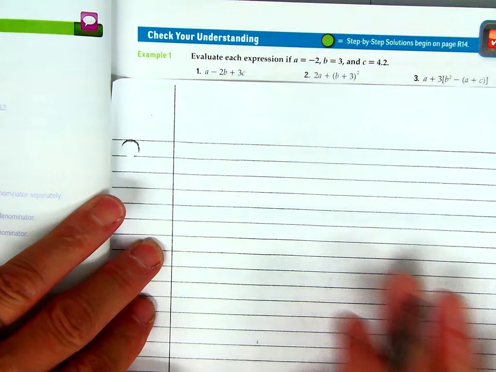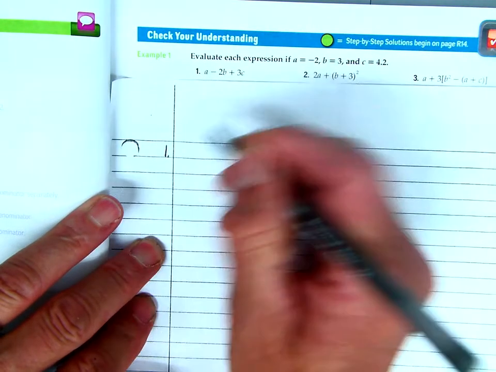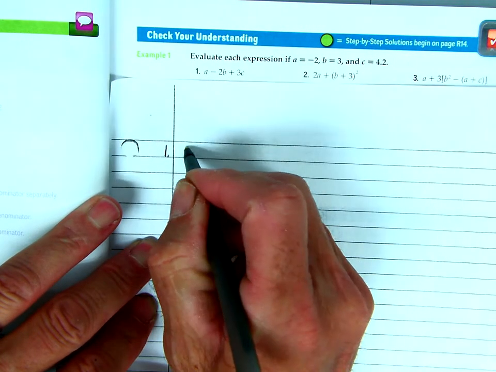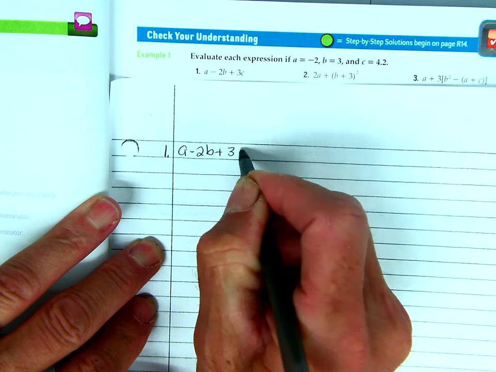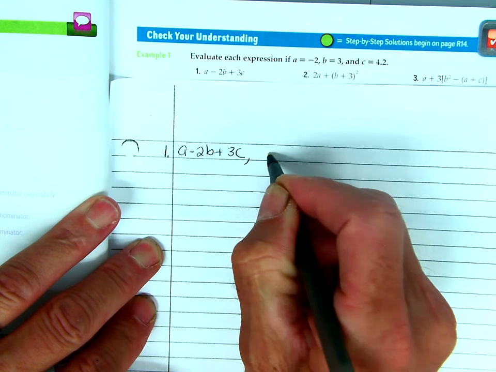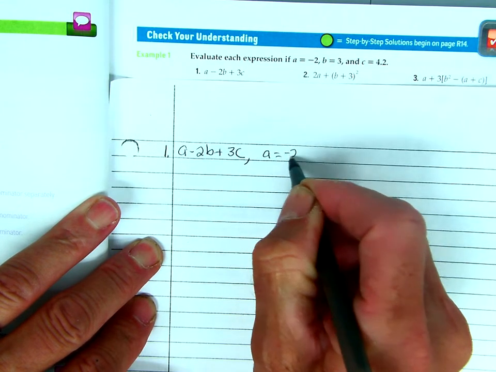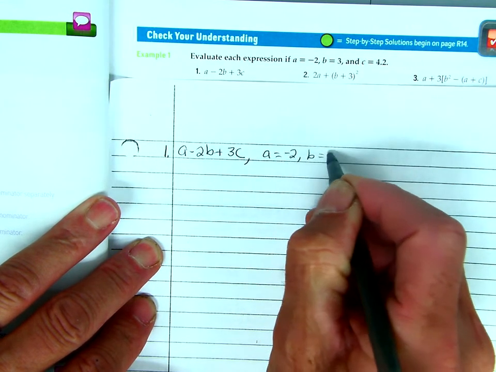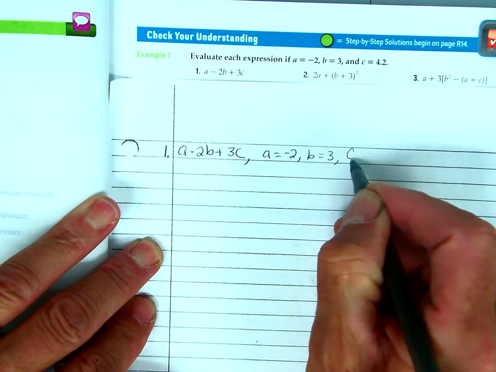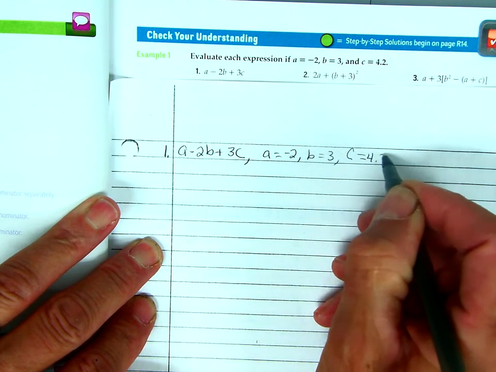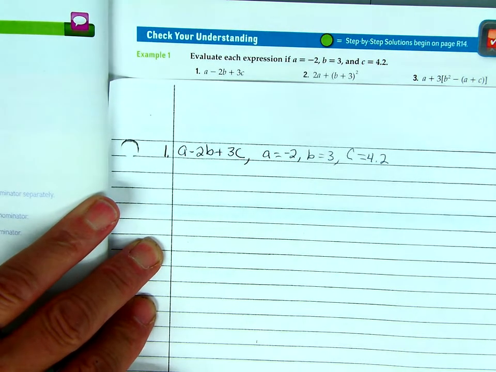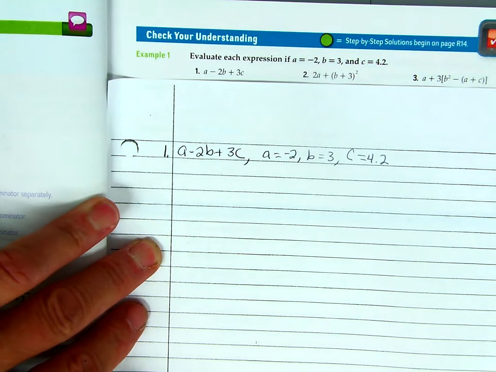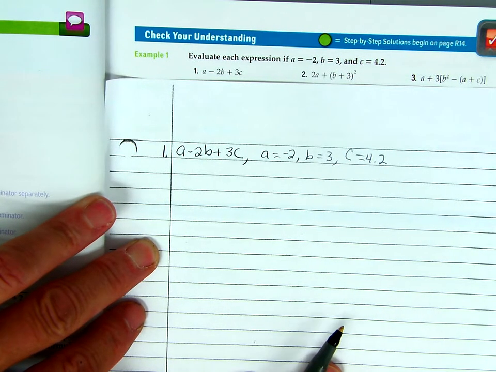Number 1. This is the way your work should look. Number 1 is A minus 2B plus 3C, where A equals -2, B equals 3, C equals 4.2. Now you're only going to have to write this A, B, and C one time, just one time, on your paper. Can you see it, George? Yeah.